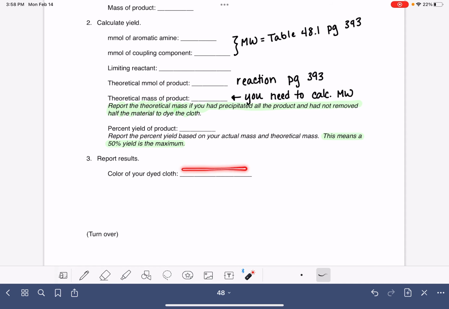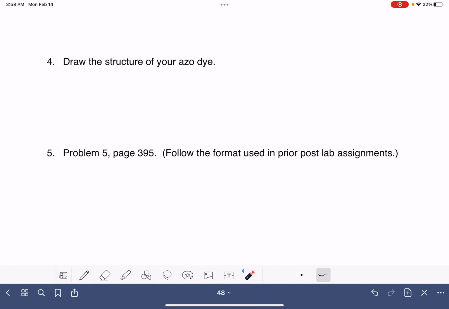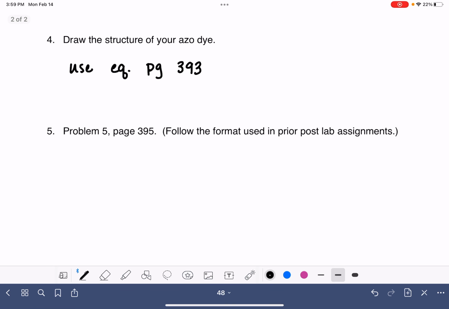You are going to describe the color of the cloth that you dyed. And then over here, again, come back to this question. We're going to draw the structure of your azo dye. So what I want you to do is use the balanced equations on page 393. Again, those equations are for para-red, but you just copy that format for whatever substance you chose to work with, and that's going to help you predict the product of the reaction. You could also use your textbook because we do talk about this reaction in your textbook.